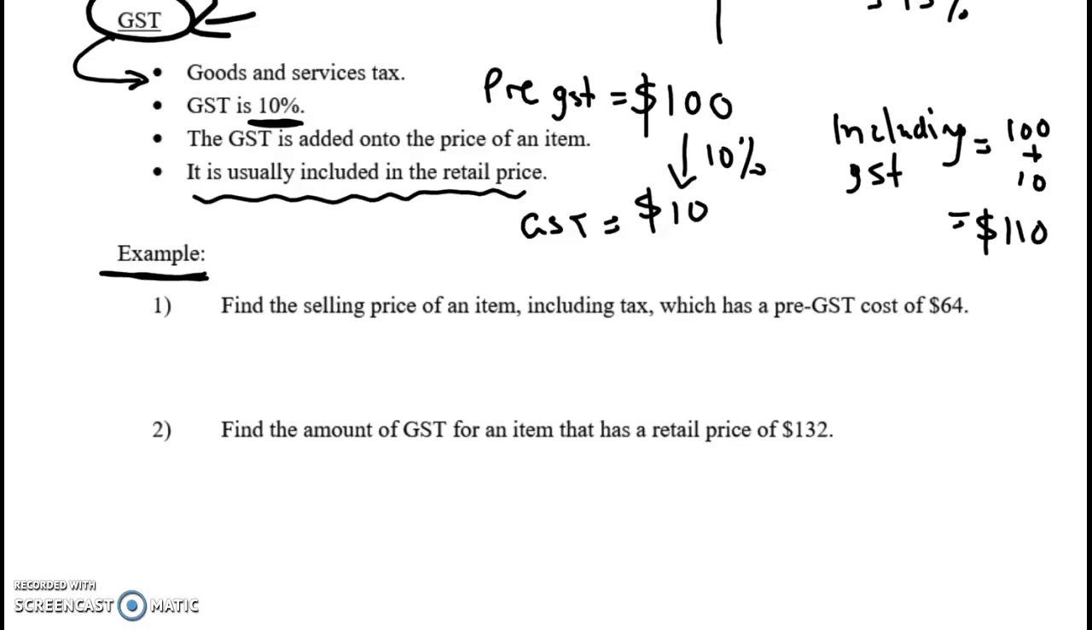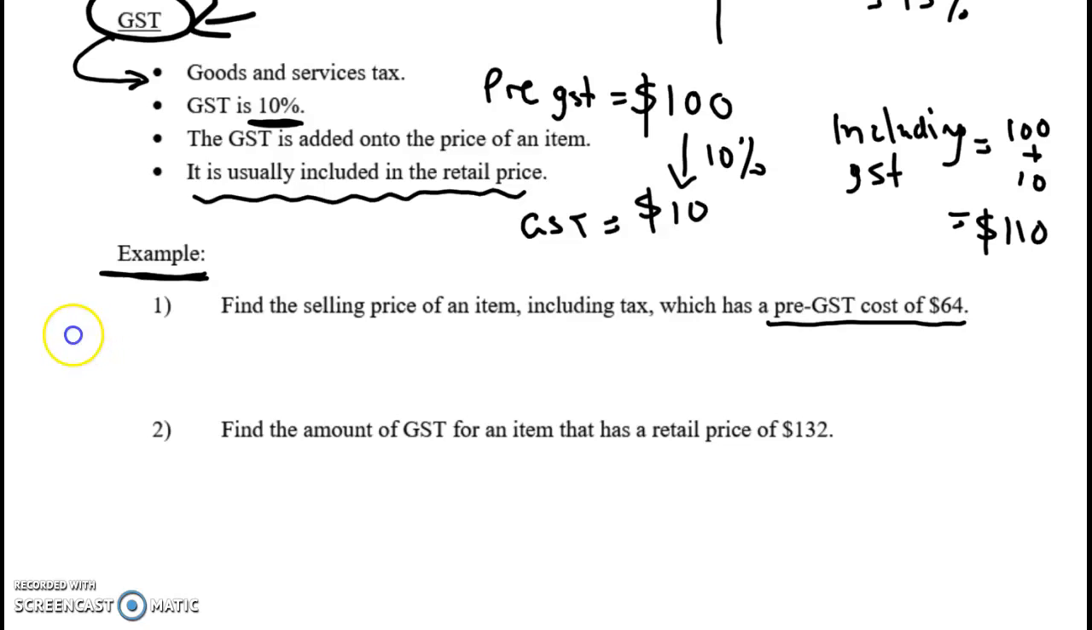All right, question 1. Find the selling price of an item, including GST, which has a pre-GST cost of $64. So the product's worth $64, and a particular company wants to sell it. They've got to add 10% to that pre-GST cost to find the selling price. So there's sort of two ways to do this. One way is we can find 10% and then add it on. Another way is using our skill of increasing by a percentage. We can do a quick way to get straight to the selling price. So let's first do the longer method.